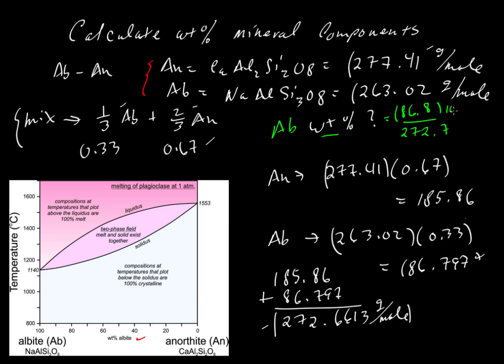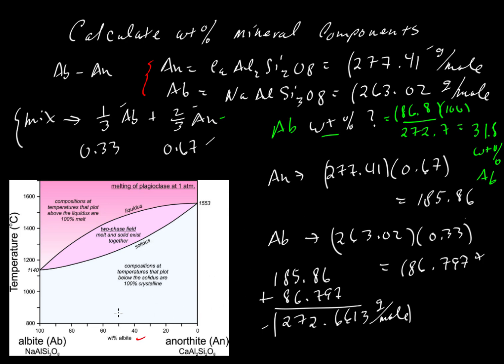We're going to multiply this by 100 to give us a percent, and that comes out to about 31.8 weight percent albite. And if we've done the calculation correctly, we could take 31.8, subtract that from 100, and that should give us the amount of anorthite, because there's only 2 components here. We couldn't do that trick if we had 3 or more components, but it's a game you can play to see if everything works out.